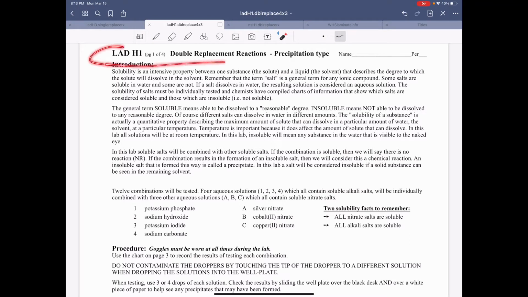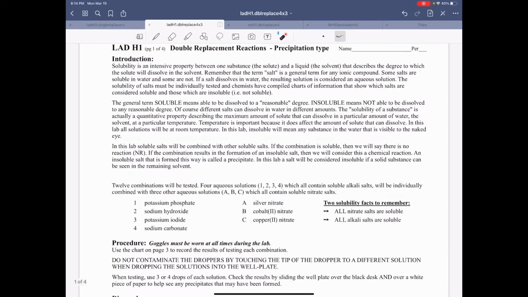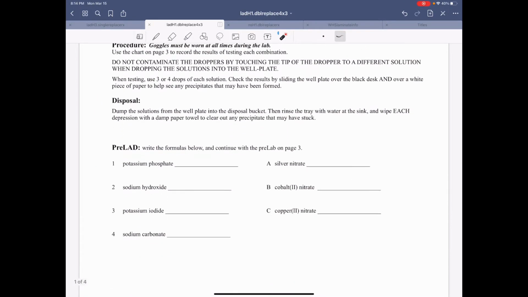Lab H1, double replacement precipitation types. There's a lot of information that you want to read in this preview or introduction, which will help you with the questions on page 4. In this lab, we will be combining 4 solutions against 3 solutions. Take note that these 4 solutions are all alkali anions, and these 3 solutions are all cation nitrates.